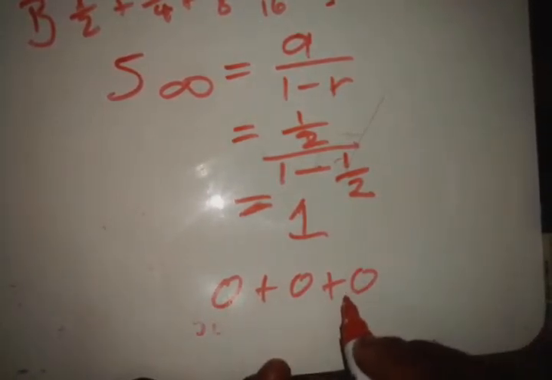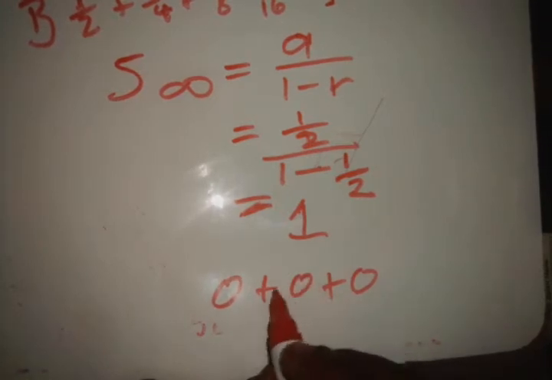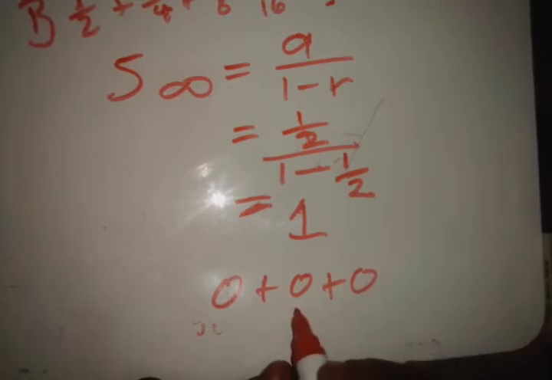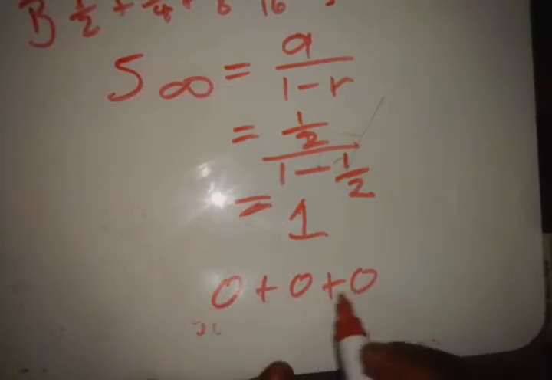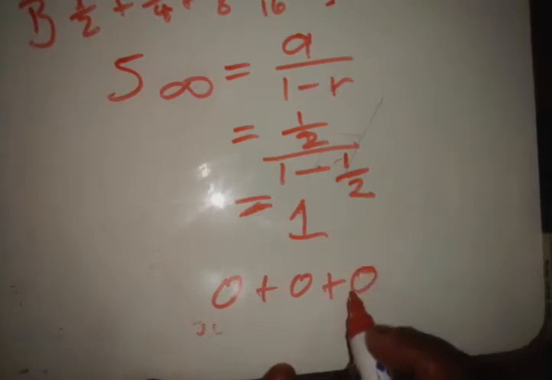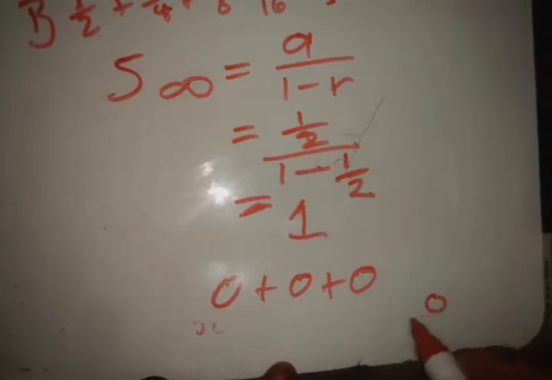This is an arithmetic and a geometric series at the same time, because the common ratio can be 0, so 0 times 0 is still 0. I can also say the common difference is 0, 0 plus 0, so it's still 0. So this is an arithmetic and a geometric series. Now this has a sum to infinity which is just 0, right? The limit is still 0.